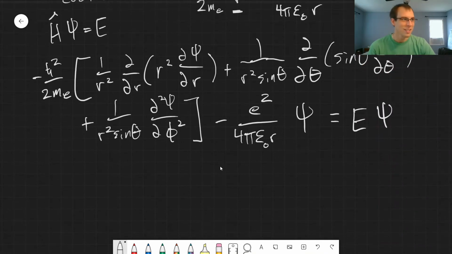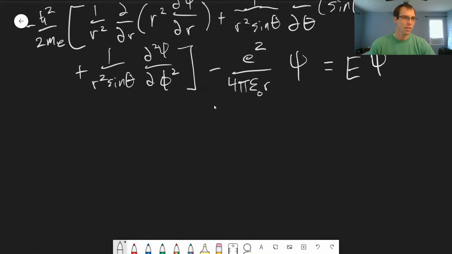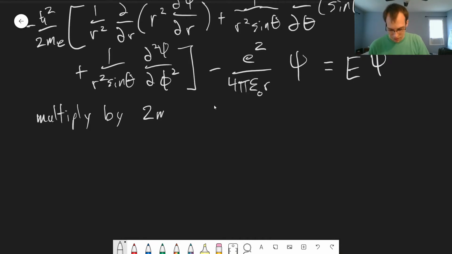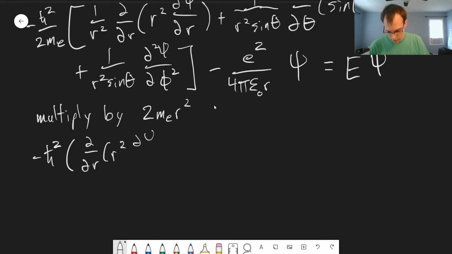So this is a big mess. We can clean it up a little bit if we multiply both sides by 2 m e r squared. So this just will simplify things slightly. And the other thing I'm going to do is separate out the r part and the angular part. So the part that depends on r and the parts that depend on theta and phi. So we get negative h bar squared, and this is all the r parts that are left, d dr, r squared, d psi dr.